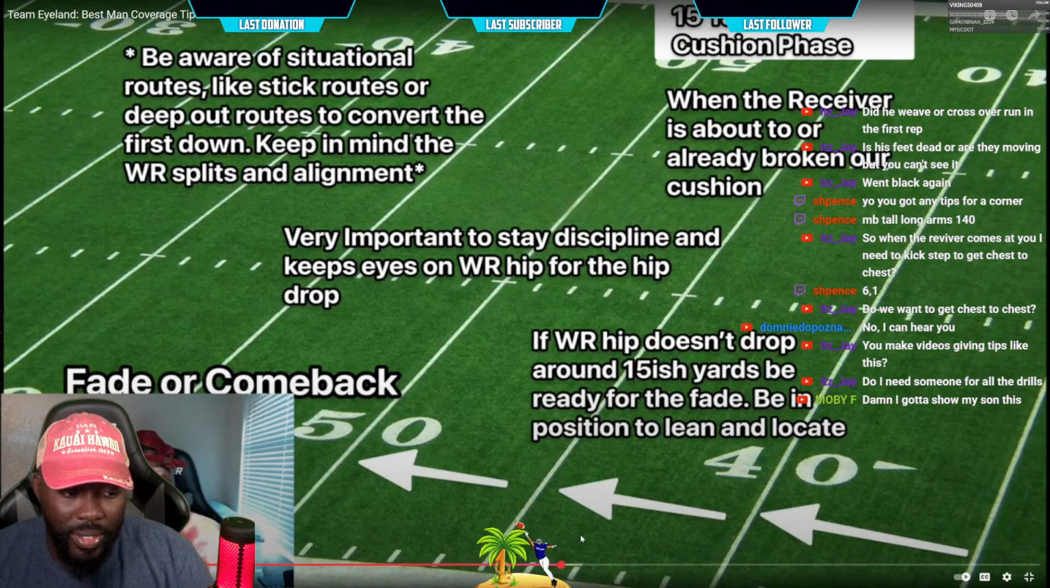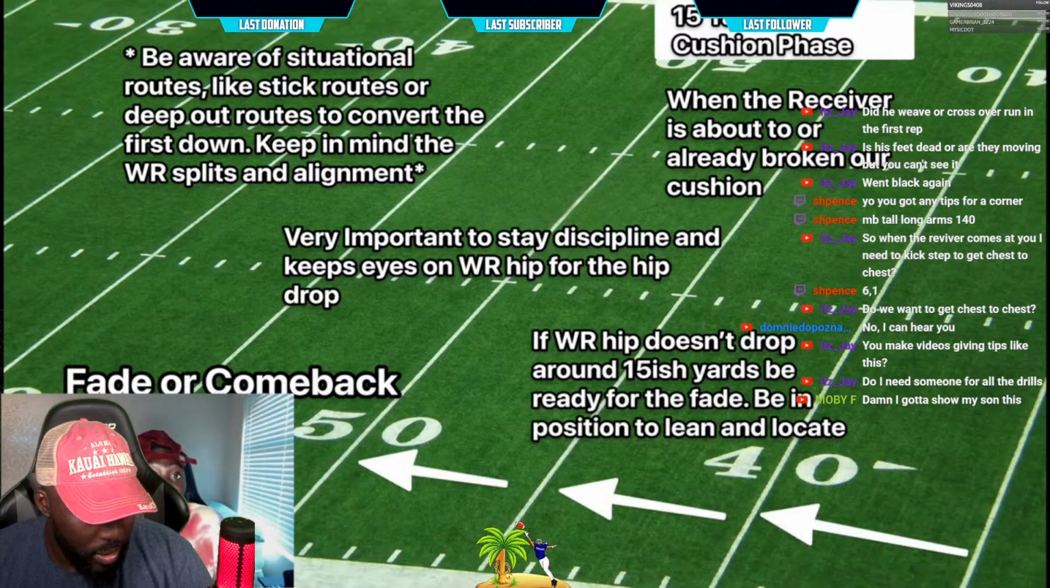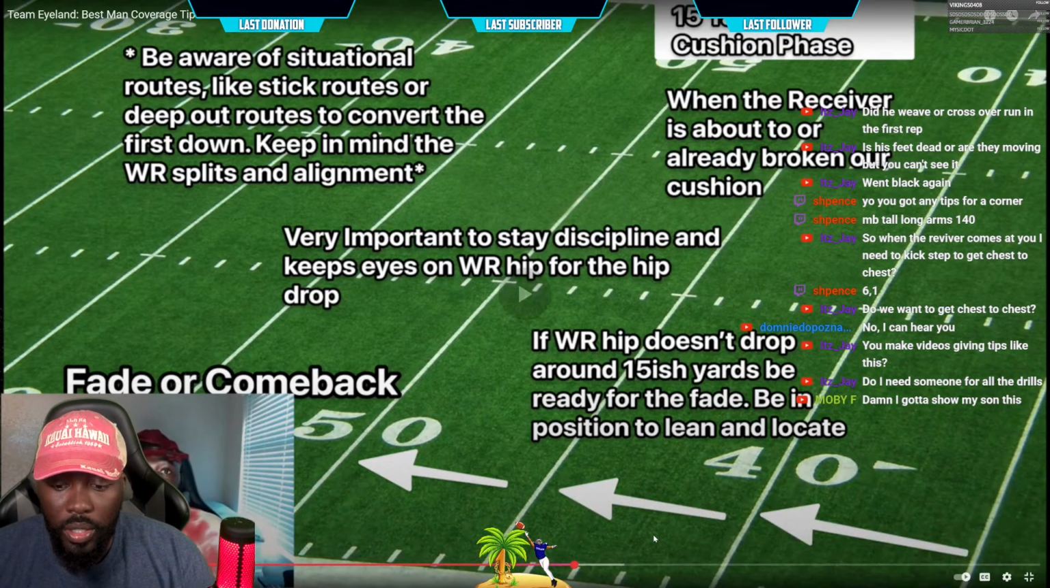It's the cushion phase. This is when the receiver is starting to break our cushion. So as we're backpedaling, it's time for us to turn and run. Yes, sir, Colin. No problem, cousin. And open up, run with the receiver.